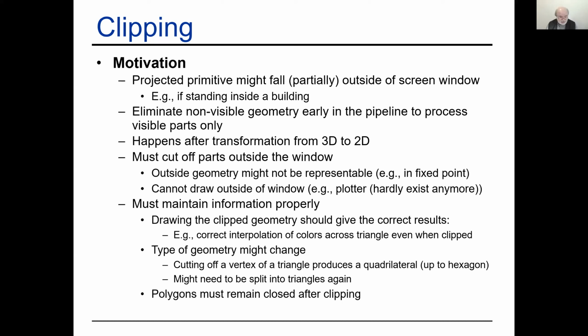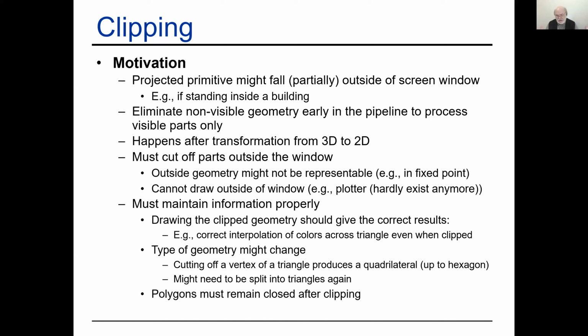That's the one thing. The other thing that makes things a lot more complicated is that if you cut off pieces of the geometry, you actually end up with a different kind of geometry. In the worst case, you can easily think of a triangle where the center of the triangle is on screen, but all three vertices are outside of the window or the screen.